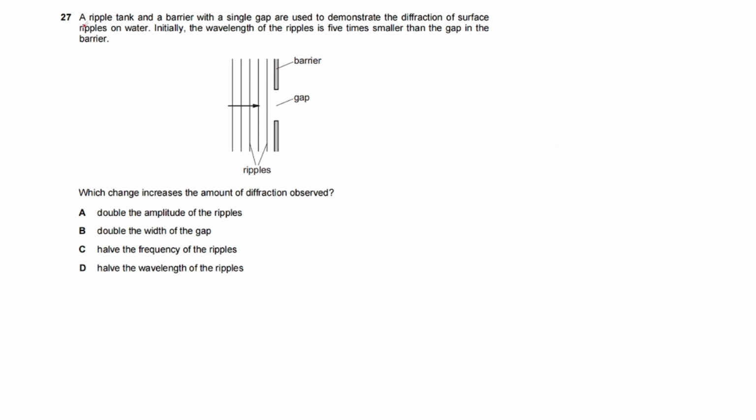Question number 27. A ripple tank and a barrier with a single gap are used to demonstrate the diffraction of surface ripples on water. Initially, the wavelength of the ripples is 5 times smaller than the gap in the barrier. Which change increases the amount of diffraction observed? To obtain the maximum amount of diffraction, the condition is that the wavelength must be the same size as the gap. Okay, these two must be similar, then the amount of diffraction would be maximum.